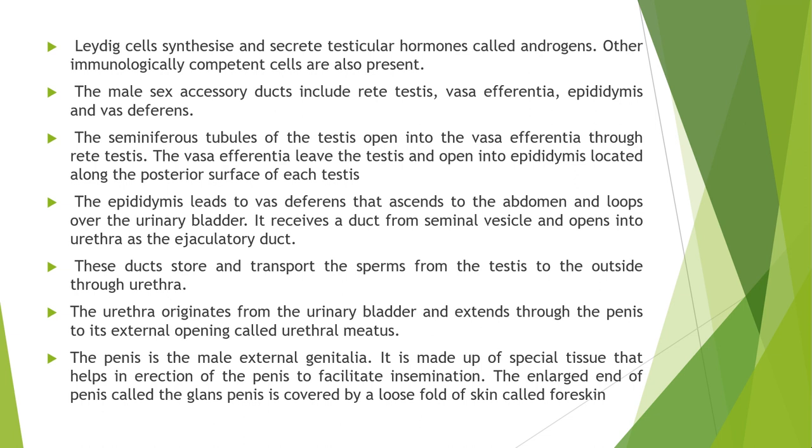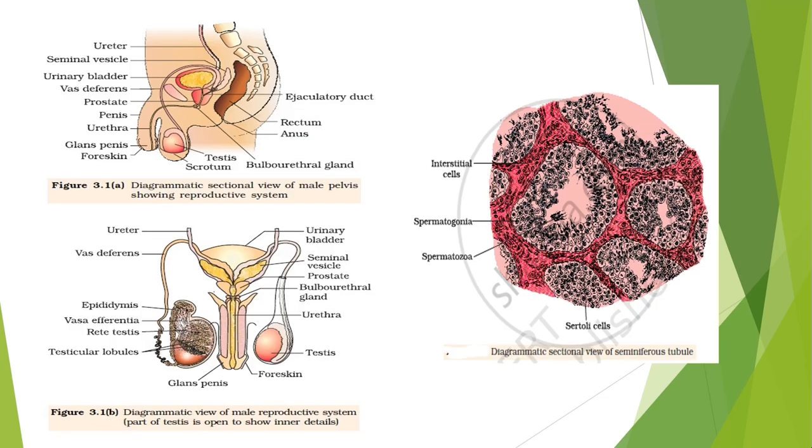Then second is the accessory ducts. Accessory ducts are the secondary sex organs, and the male accessory ducts consist of the rete testis, vasa efferentia, epididymis, and the vas deferens. The seminiferous tubules open into the vasa efferentia through the rete testis. You can see here in the picture.